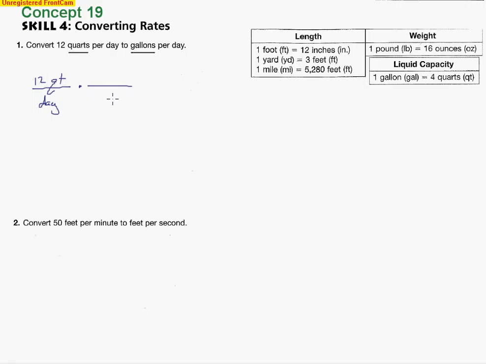What I do typically is I put the quarts here and the gallons up here, because I want those quarts to cancel, and then I go back to the numbers. 4 quarts per 1 gallon. Then I can get those quarts to cancel and multiply across. So 12 times 1 is 12 gallons per 4 days. I want to find out for just 1 day, so I divide 4 into 12, and that goes 3 times. So my answer would be 3 gallons per day.